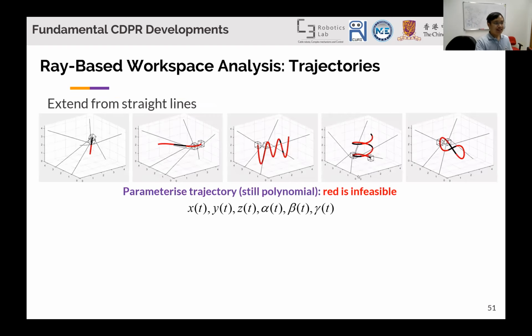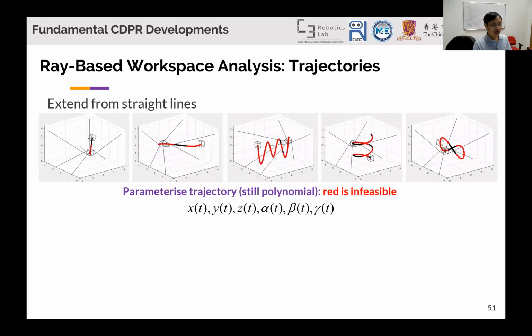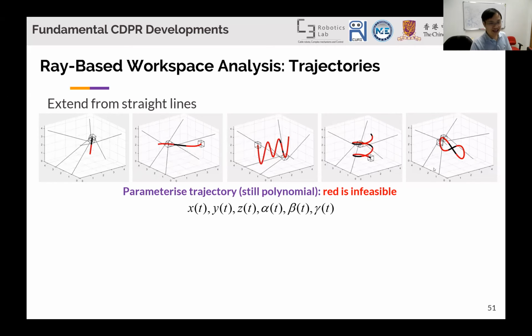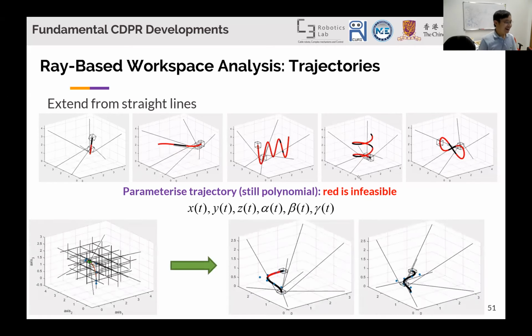We then also extended this ray-based approach for not just straight lines, where you think straight lines are rays that just shoot in one direction. You could do curves, because again, as long as the curve is a polynomial, when you do polynomial versus polynomial, you still get polynomial. So we're trying to push the boundary of how much polynomial we can push here.